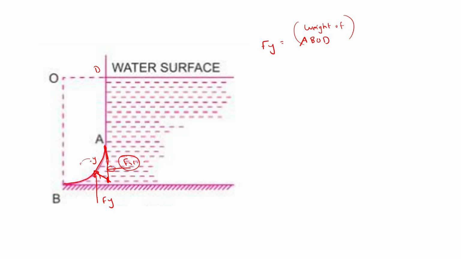Actually, if there was liquid, the direction would have been like this. But we are taking here an imaginary column of liquid, so the direction will be Fy in this direction. And this Fy is equal to the weight of the imaginary liquid column. Okay, this is how you find the force on a curved surface.